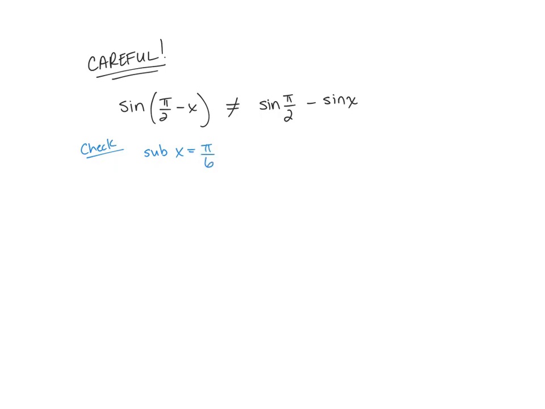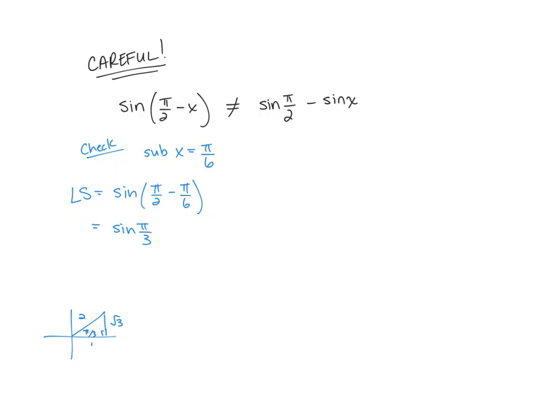So if I were to look at this, my left side would become sine pi by 2 minus pi by 6, which we know pi by 2 minus pi by 6 would just give us pi by 3. So I have sine of pi by 3. Thinking about my special triangles, across from my pi by 3 angle, it's going to be my middle side length.